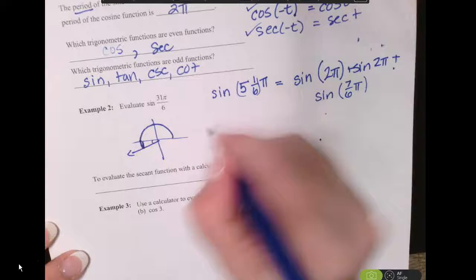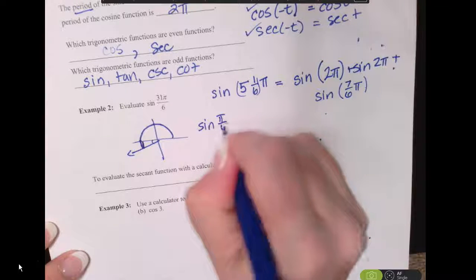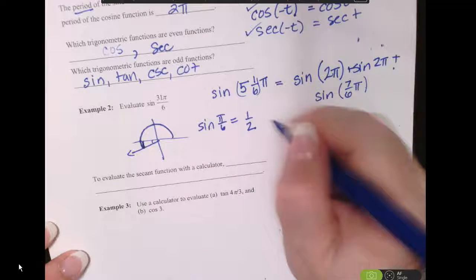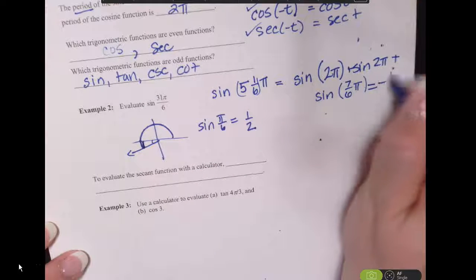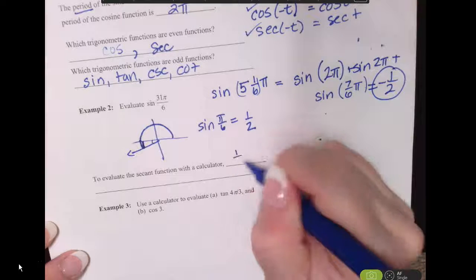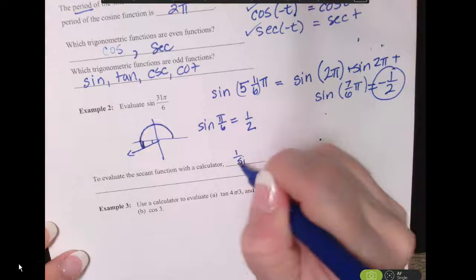So the reference angle pi over 6 is 1/2. So the fact that I'm down in the third quadrant, that tells me the sine of 7/6 is -1/2. To evaluate the secant function with a calculator, you're going to do 1 over sine. No, 1 over cosine.